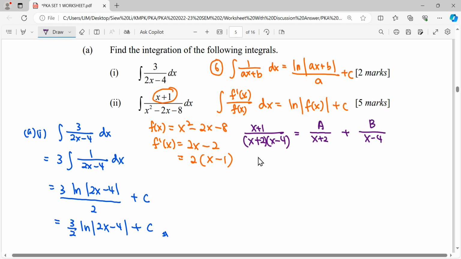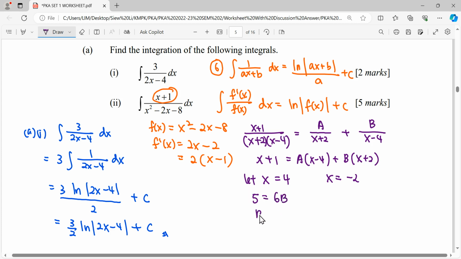Then the next step is to equate the equation. So a will be multiplied by the factor it doesn't have. It already has x plus 2, so it will be times x minus 4. For b, it will be times x plus 2. Then we let two values of x, because we have two unknowns to find, so we need two pieces of information. Let x be the roots of the factors, x equals 4 and negative 2, and you will get the values directly. Substitute x equals 4. A will be eliminated, so this will be 6b, and b will be 5 over 6.